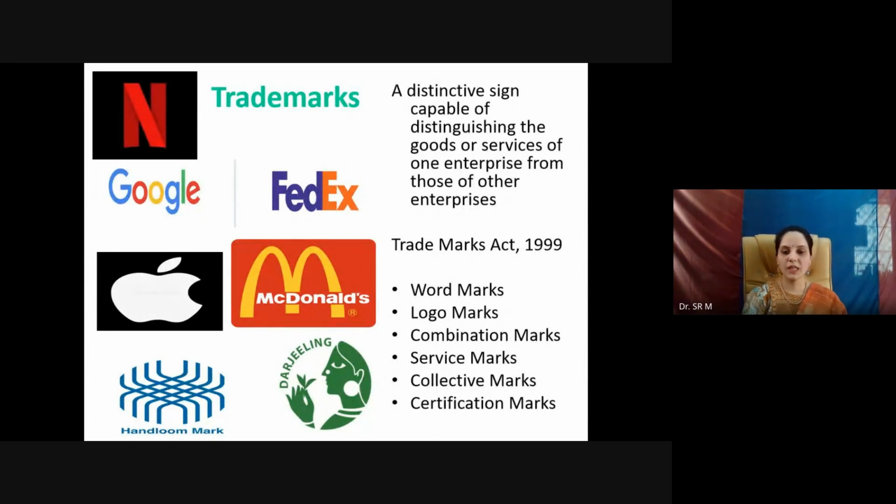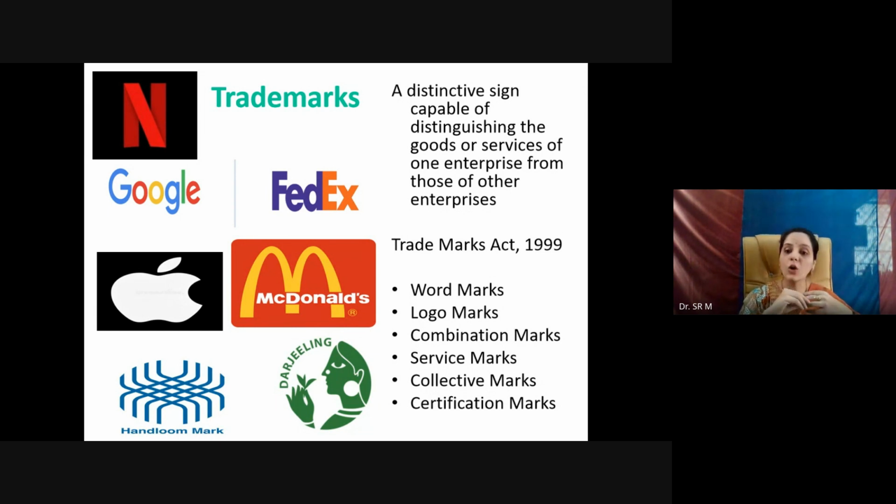Yeah, I was just speaking about these collective marks. So there is an example of the logo which is used by the Darjeeling tea producers. What does it mean if they are using this particular logo? It shows that the tea is from Darjeeling, and it actually meets the quality standards which are set by the Darjeeling Tea Association, right? Then coming to the certification marks.